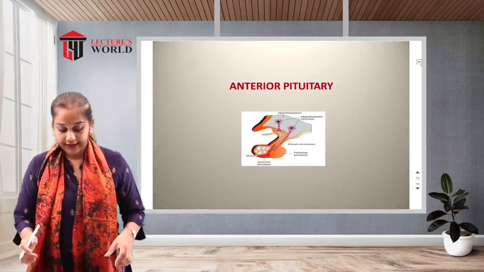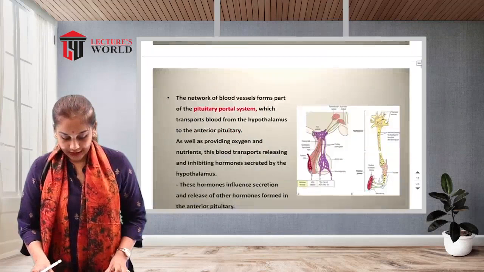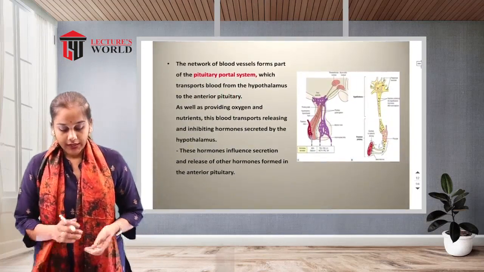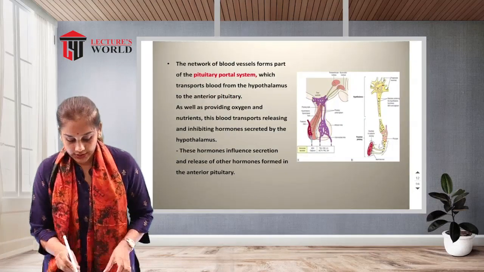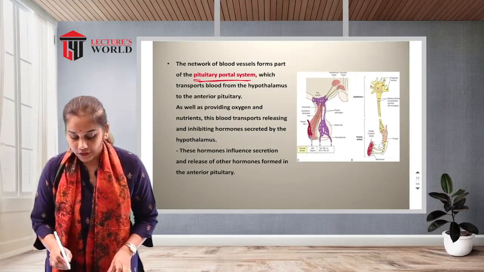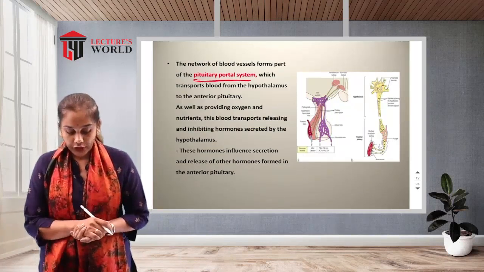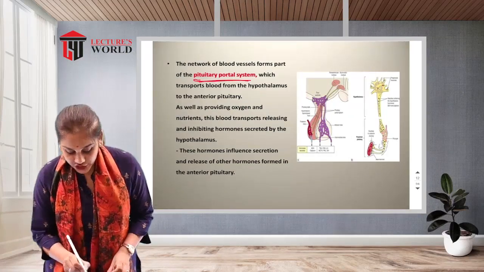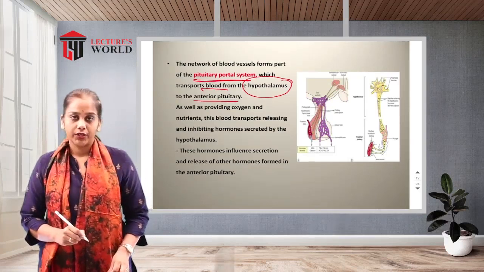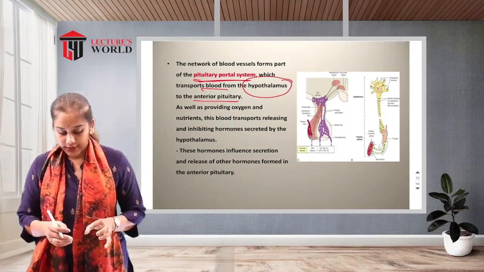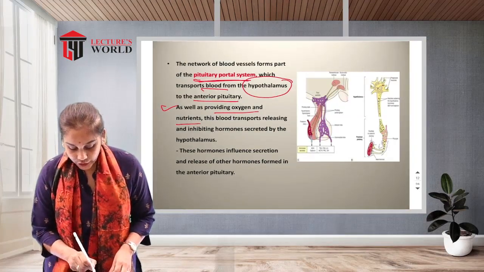Now, the first part that we will see is the anterior pituitary. Let us see the anterior pituitary gland. A network of blood vessels forms part of the pituitary portal system, which transports the blood from the hypothalamus to the anterior pituitary, as well as providing oxygen and nutrients.